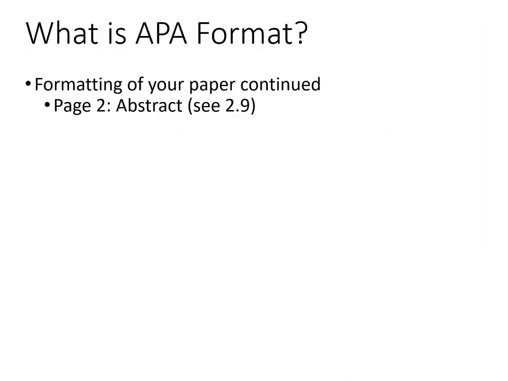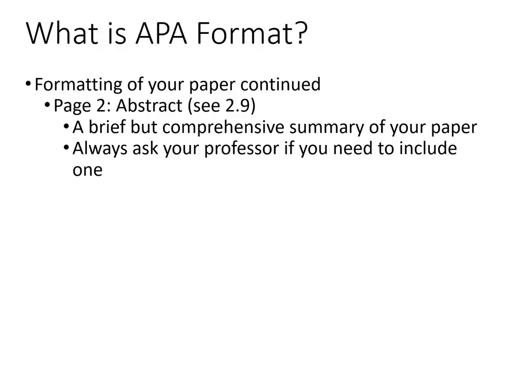Page 2 of your paper should be the abstract. The abstract is a brief summary of your paper. It highlights all of the topics that you cover in your paper. Always check with your professor if you need to include one, because the last thing you want to do is to spend the time writing one, only to find out it was not required.